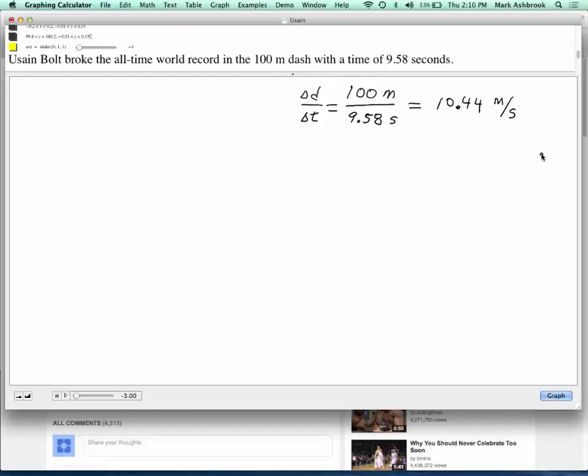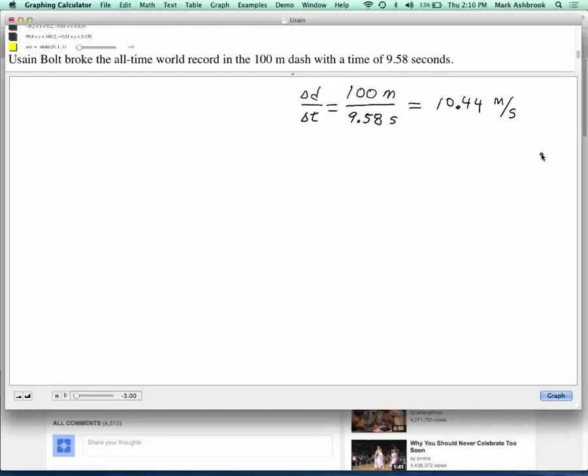No. One time he did. At one point he has to. Was there a second where he ran 10.44 meters? Yes. Guaranteed? He ran faster at another point. He got faster toward the end.